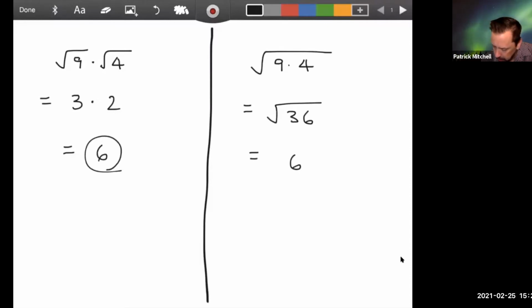So notice those two came out to the same answer. Now that could be a fluke. I'm here to tell you that is not a fluke. All right. Radicals work that way with multiplication.